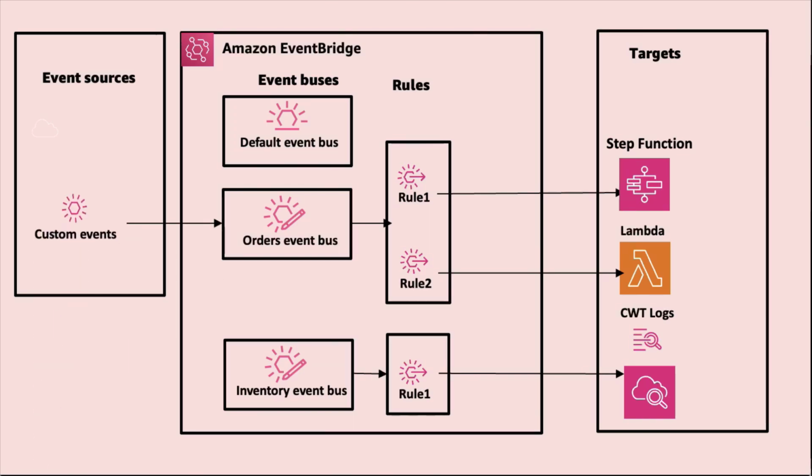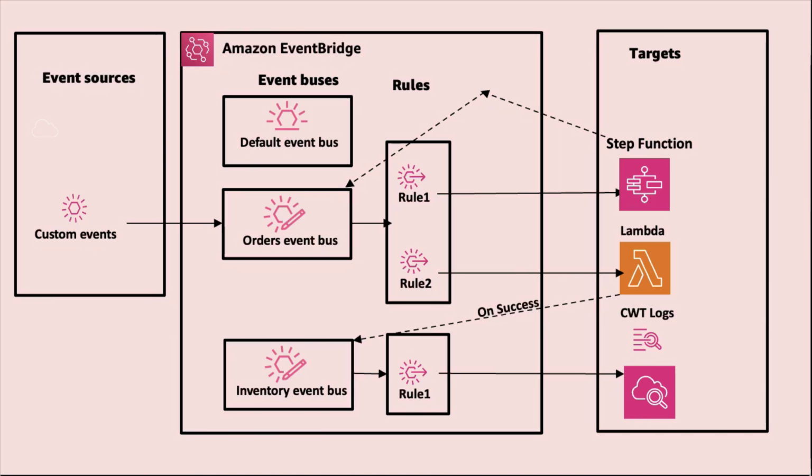Let us say we send a custom event through AWS CLI to the orders event bus. Based upon the event patterns, the event gets matched and rule one triggers the Step Function. When the Step Function executes, it will send an event back to the orders event bus, which in turn will be matched for rule 2, and the Lambda will be triggered for rule 2. So the Lambda can be successful or can fail.